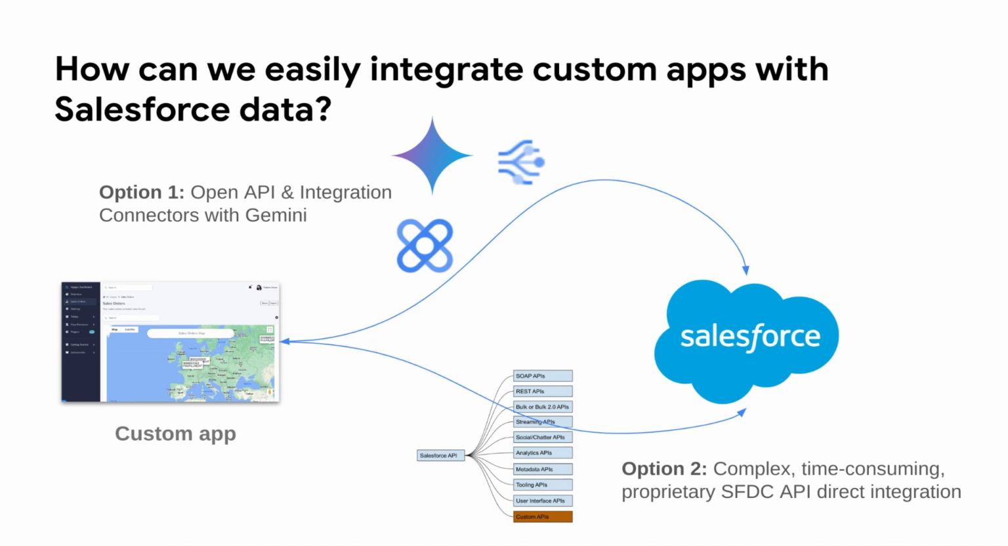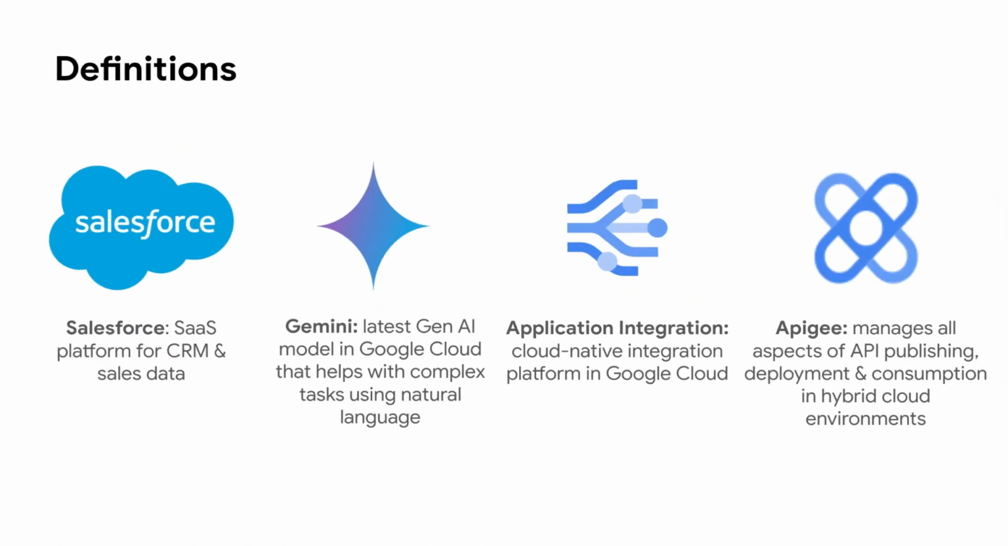So let's dive into option one and how we can use open APIs and integration connectors to do these types of integrations automatically. Here's a couple of definitions to get started. Salesforce, of course, is a SaaS platform for CRM and sales data. Gemini is the latest Gen AI model in Google Cloud that helps with complex tasks using natural language. Application integration is a cloud native integration platform in Google Cloud. And Apigee manages APIs, so everything from publishing to deployment and consumption, and can be used across hybrid cloud environments.